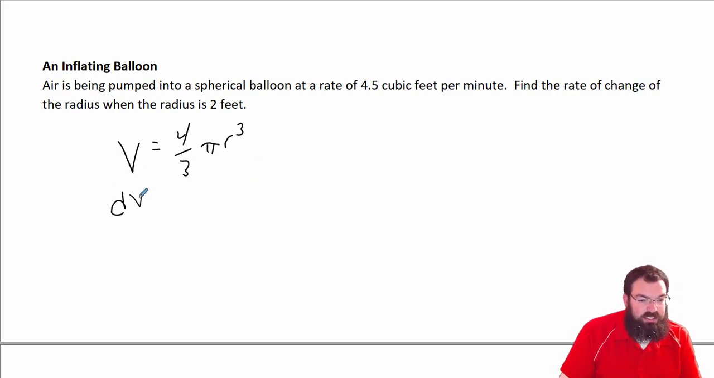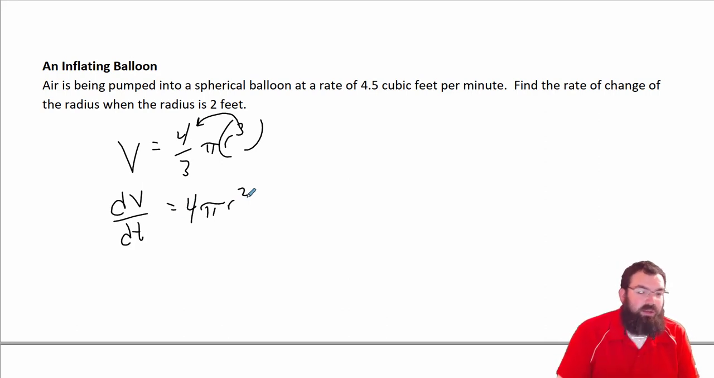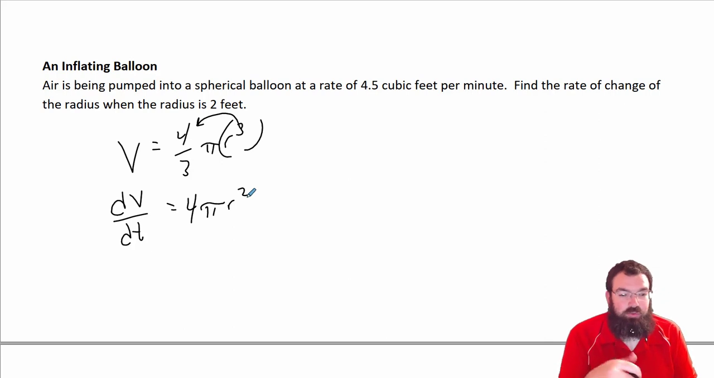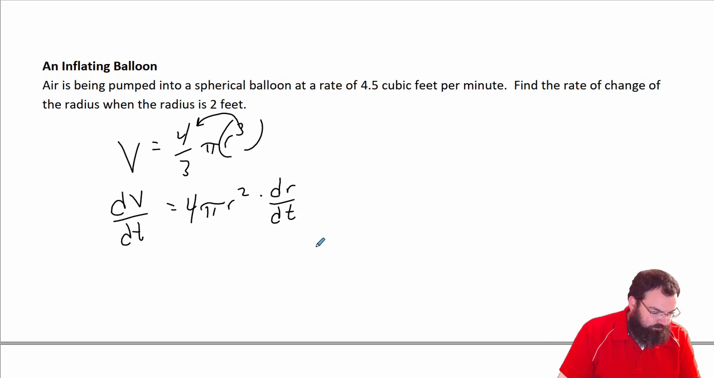So I get dv over dt. Because there's only one variable right here, I'm going to basically bring that down. So I get 12 over 3, which is now 4 pi r squared. That's the surface area of a sphere, right? So what happens when you differentiate the volume or integrate the surface area? You get the next one. Pretty cool. And then times, because I'm with respect to time, it's going to be dr over dt.